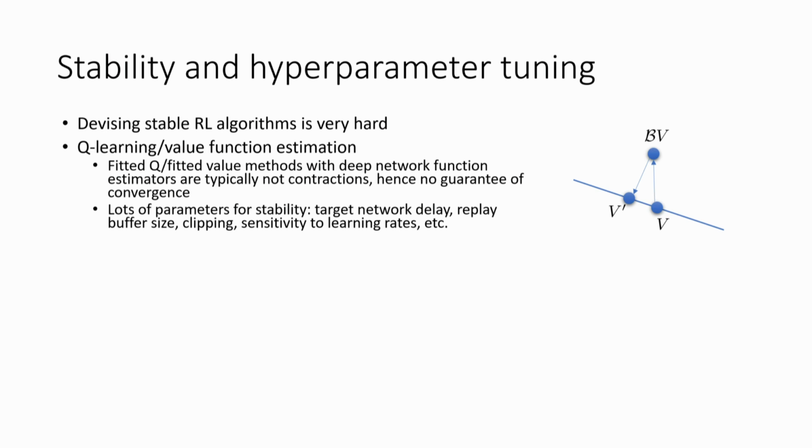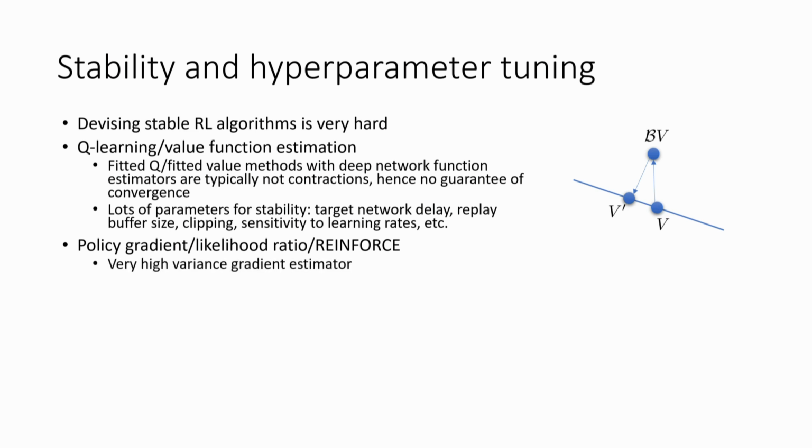And then there are a lot of parameters that you can vary to try to improve stability in practice, like the target network delay, the replay buffer size, whether you clip your gradients, etc. All these things end up mattering a lot to get good performance, in part because they mitigate some of the non-convergence issues. Policy gradient methods, REINFORCE, natural gradient, etc., potentially don't suffer from these issues, but suffer from all sorts of other issues.